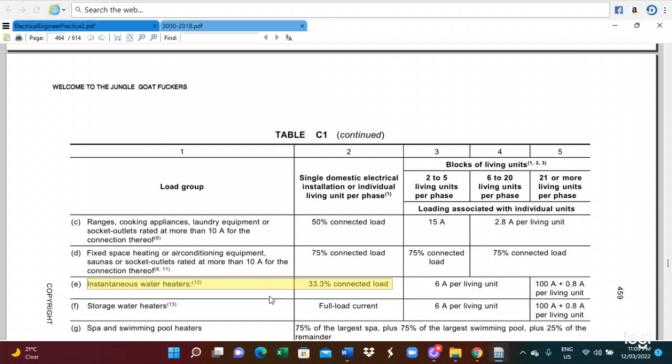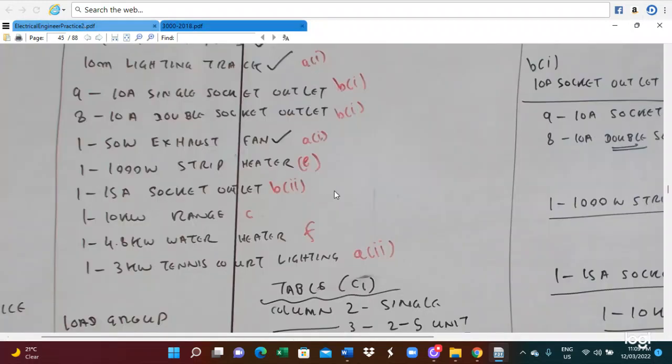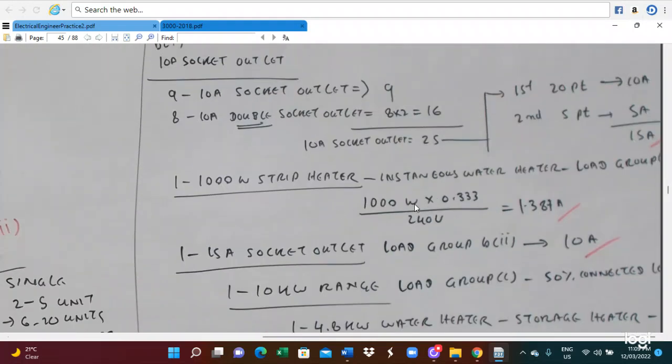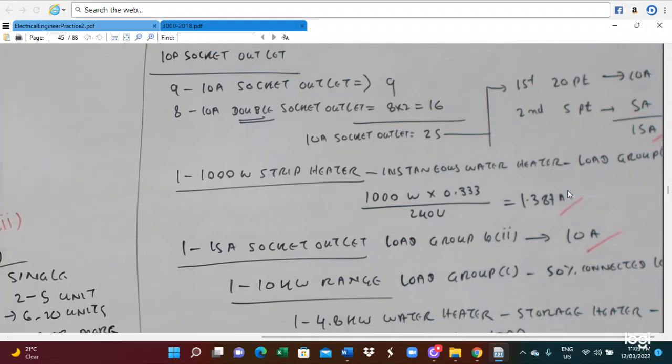This is the load group E. So we take 33.3% of the connected load and calculate that. The 1000 watts, so 1000 multiplied by 0.333, so you get the watts. This is divided by the voltage of 240, so you get 1.387 ampere. So this is for the 1000 watts straight heater we calculated.